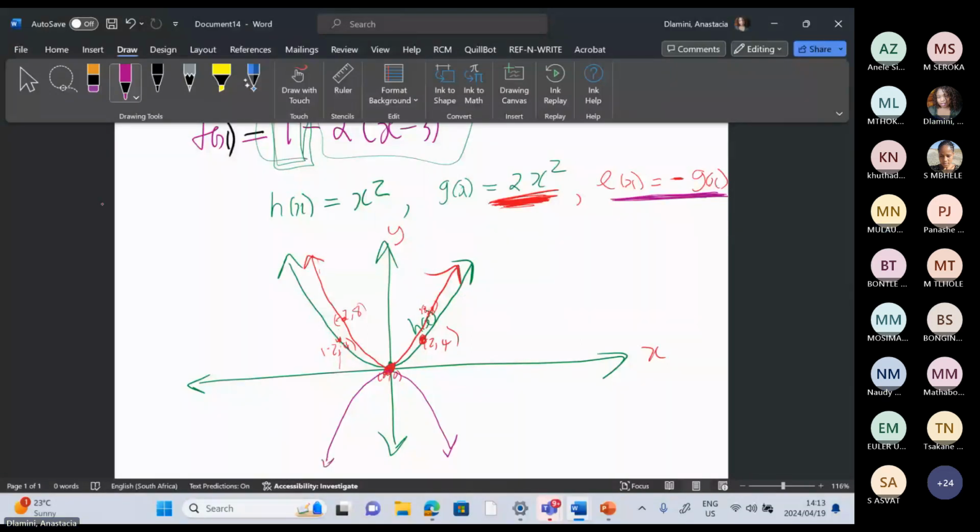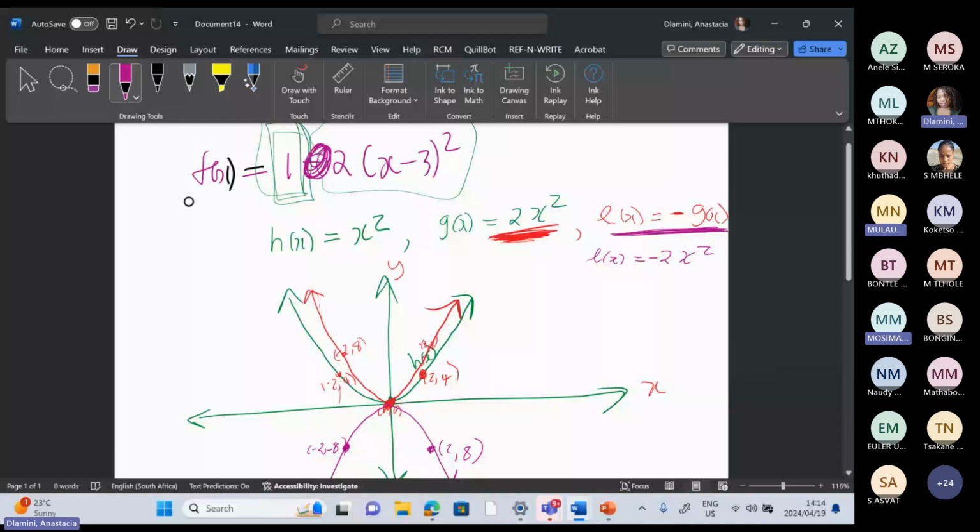Do you see that? So this becomes -2 and -8. This becomes 2 and 8 from the red graph. Do you see that from g? Because then L of x will be equal to -2x squared, meaning that we are covering this -2 here. Do you see that? Guys? Yes.